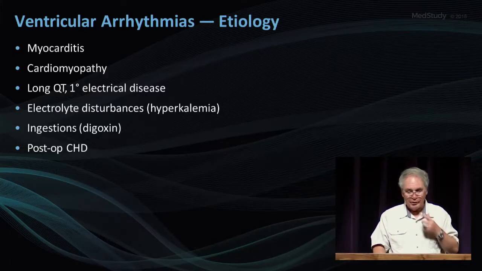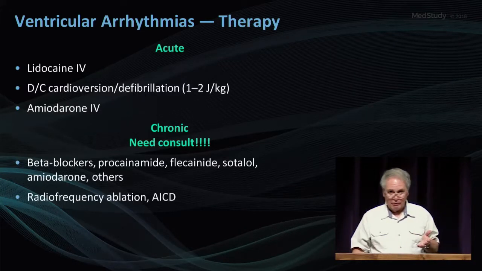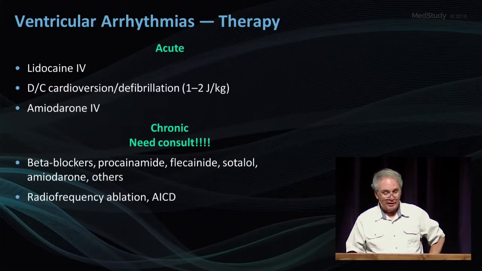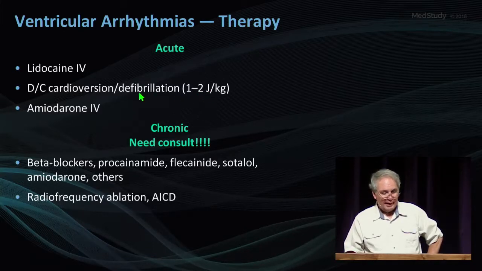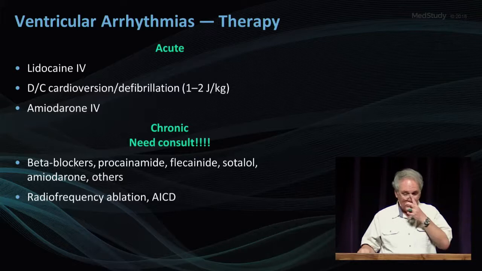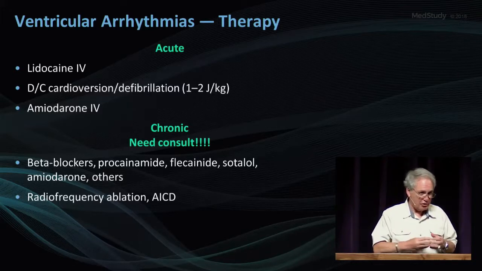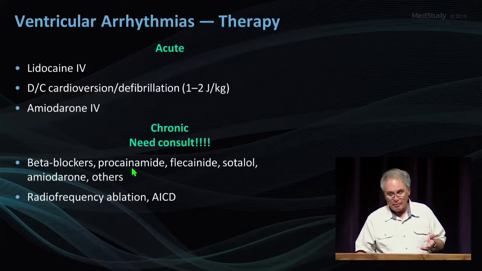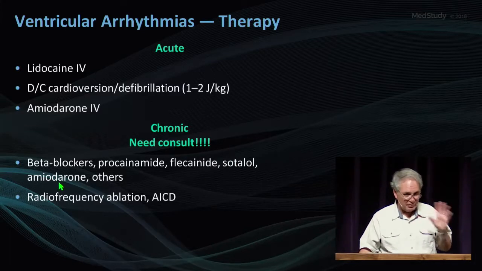What are we going to do? Sometimes you don't know what the underlying cause is initially, and don't forget, cardioversion defibrillation, 1 to 2 joules, watt-seconds per kilo. And if you get an IV in, probably the drug of choice, amiodarone IV. After you stop the ventricular tachycardia, you need a consult. We need to help you to decide how to treat this child chronically. Beta blockers, procainamide, flecainide, there's a whole list of drugs you're not really responsible for.